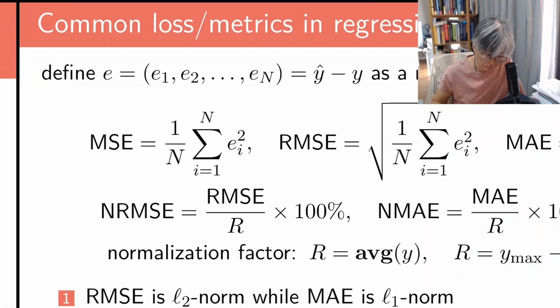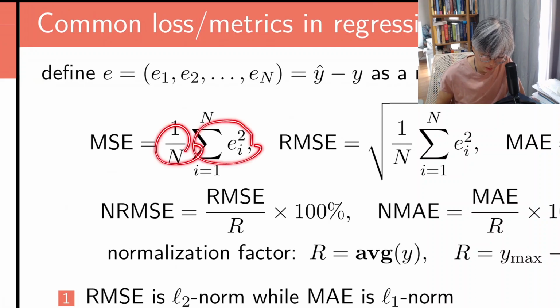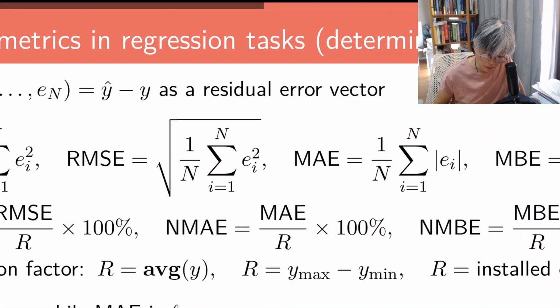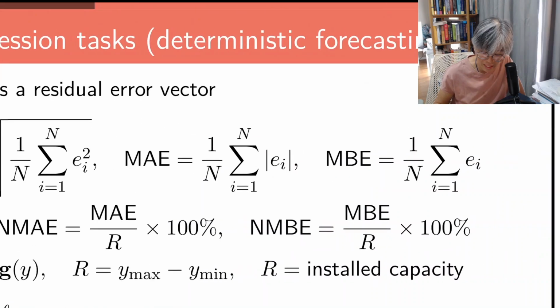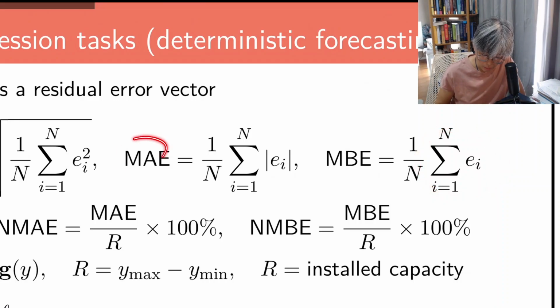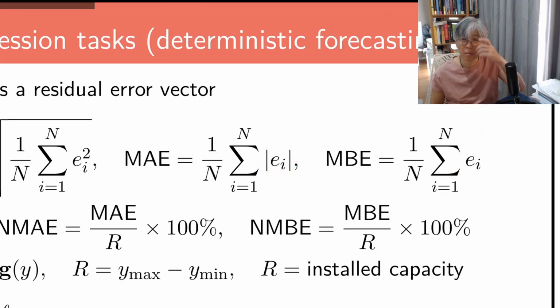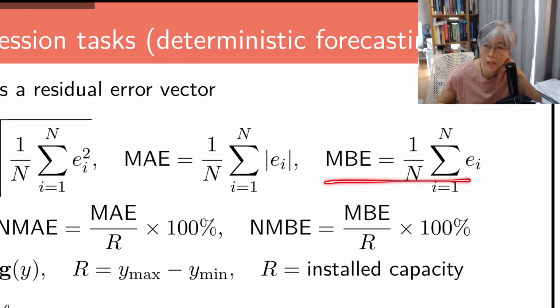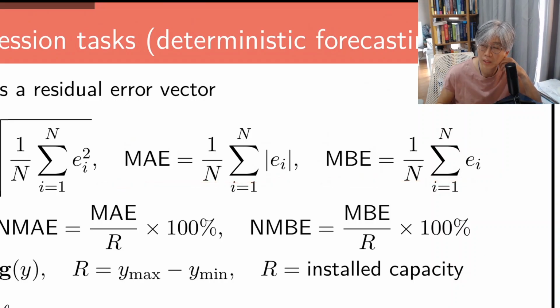For MSE, you sum the squared errors and take the mean, mean square error. For RMSE, you put the square root. For MAE, you take the absolute value and then take the mean. For MBE, you take the sample mean, basically. So MAE and MBE differ by the absolute value. MAE is always non-negative, while MBE could have a mixed sign.